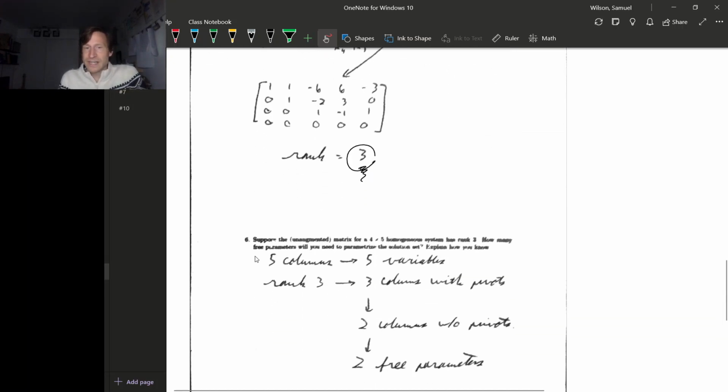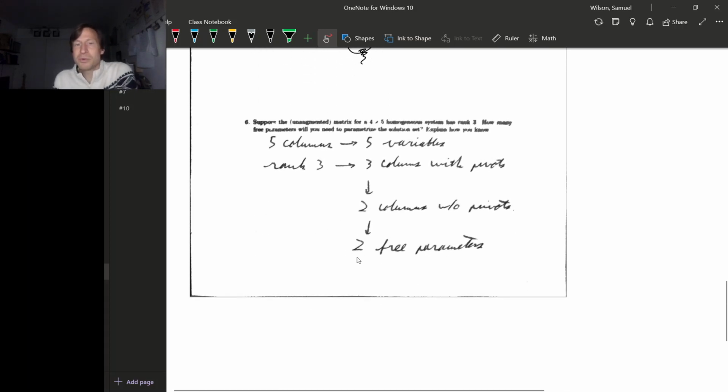In number 6, there are 2 free parameters here. I think the only mistake I saw people make was misidentifying how many variables there are. This is a homogeneous system, so how many variables are there? Well, this is an unaugmented matrix representing a homogeneous system, so there's one variable per column. And there are 5 columns here. A few people accidentally said that there were 4 columns, so just be careful there.